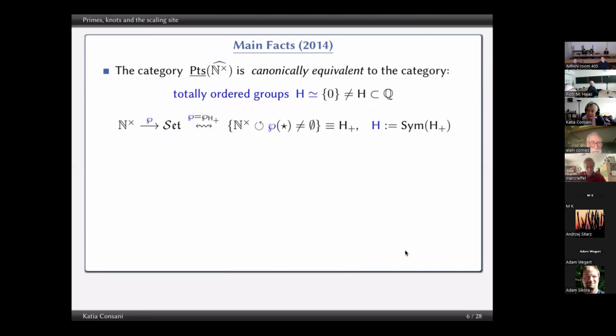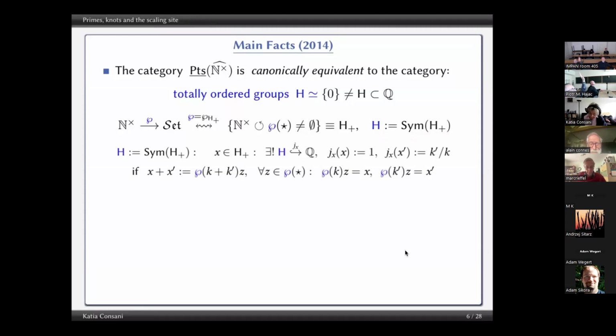So if you start with a point in the topos, then you have the possibility, in view of the action of N cross on the set, which is non-empty, to create the positive part, a semigroup, which is the positive part of a totally ordered group, which I denoted H, the symmetrization of H plus.